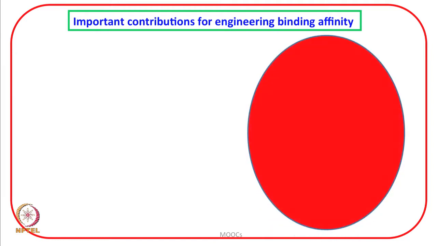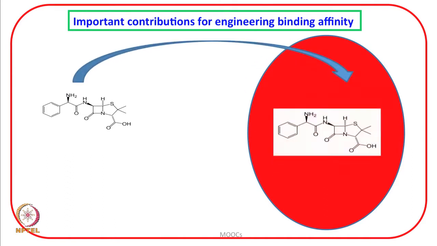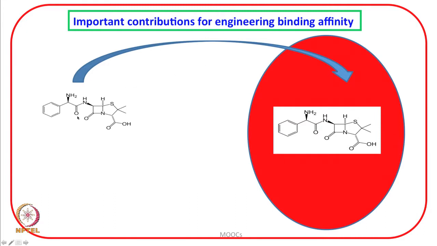Now, let us say that this is the binding cavity. I represent this orange cavity as the binding cavity. And let us say we are interested that this molecule should go and fit into this cavity and bind over there. This is the process that we are interested in. So, what are the important contributions for this molecule to go and effectively bind over there?